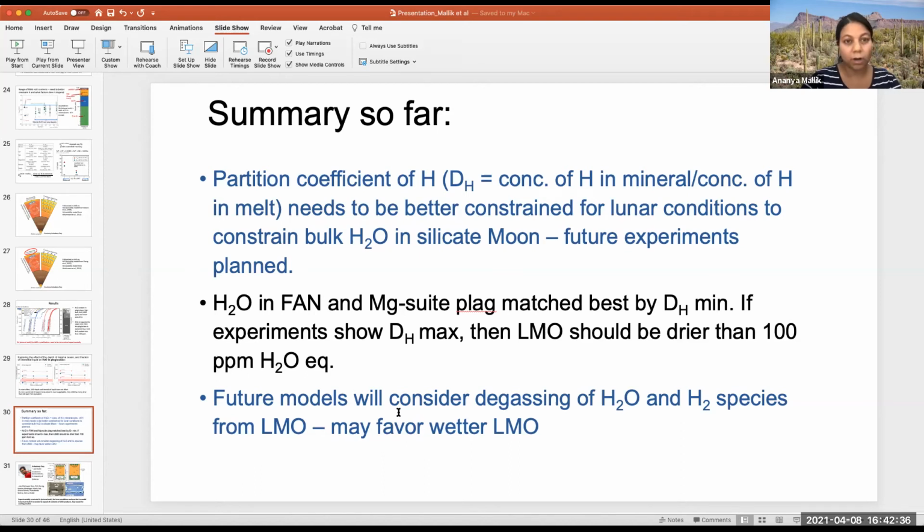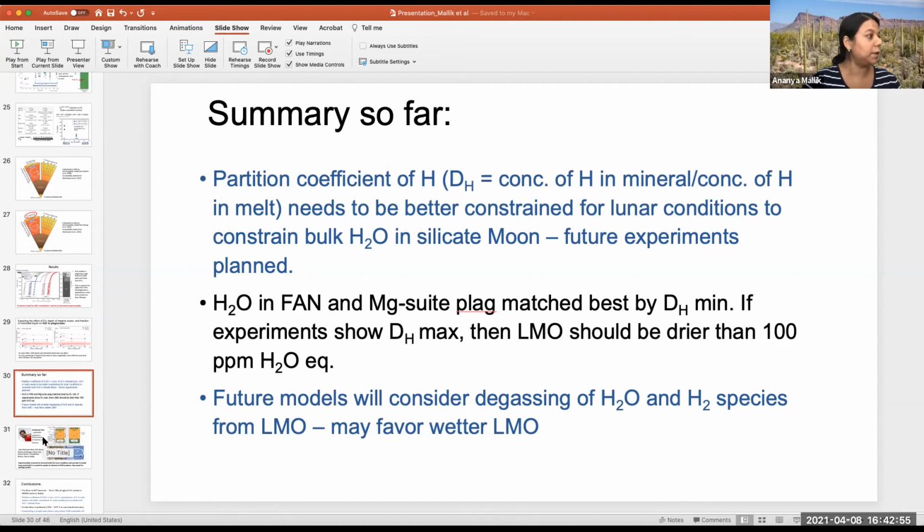And in the future models, even in this proof of concept study, once the experiments are done, we will be considering degassing of both water and hydrogen species, as I explained before. And with degassing considered, maybe a wetter lunar magma ocean could be favored, but that's something that we have to see once the models come in.